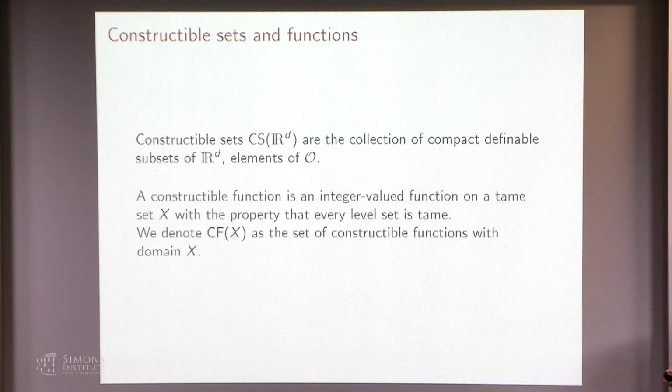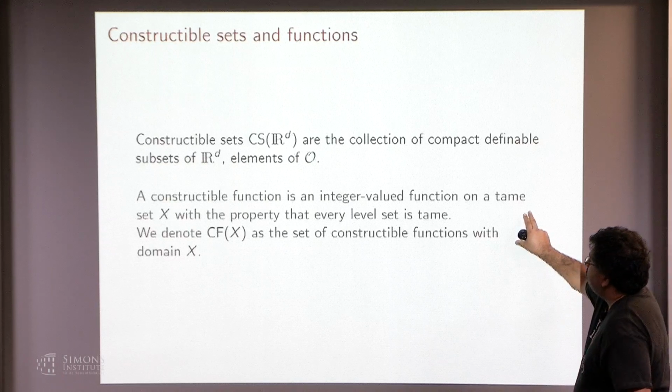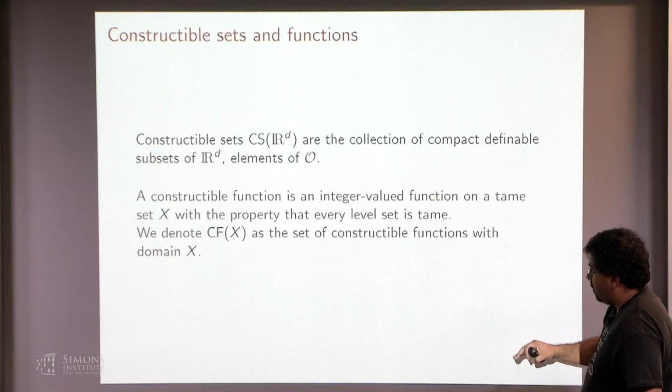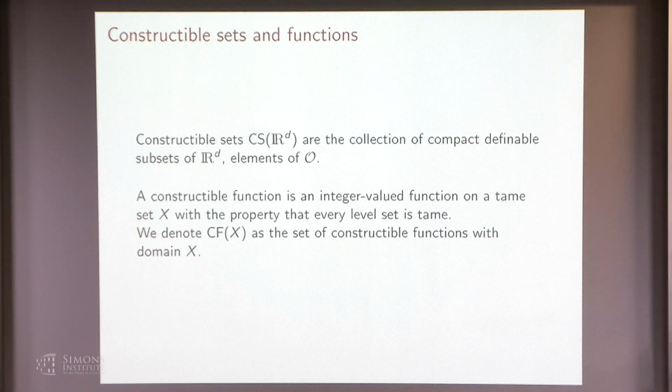Now, what I'm going to tell you is they're constructible sets. These are collections of compact definable subsets of R^d that are tame, have nice properties. This is an important idea, constructible functions. These are integer valued functions such that every level set is tame. What do I mean by that? Is if I just sweep through a function, the number of critical points or the smoothness of this is somehow constrained. And I'll make that more rigorous in a little bit, okay?